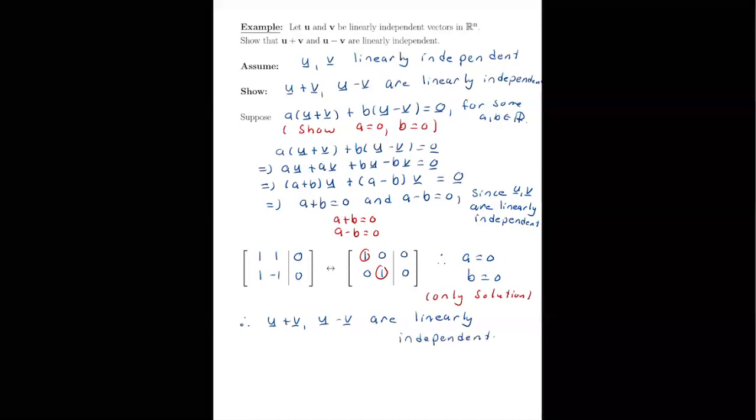So this is using the definition. In the next video, we are going to talk about some shortcuts to proving that things are linearly independent, especially when we know what the vectors actually look like. But when in doubt, go back to the definition. Set up a linear combination of vectors equal to the 0 vector and show that that has only the trivial solution.